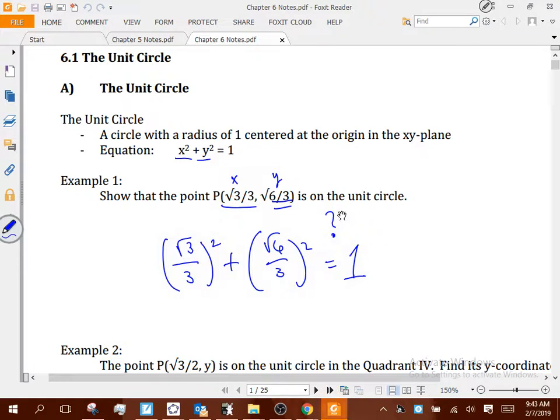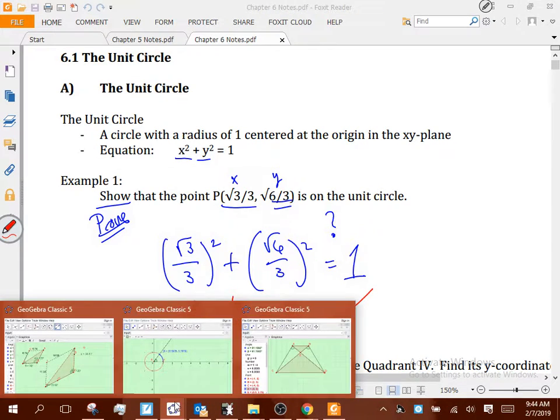It says show. Basically, another way of saying show is prove. So you need to provide the work. Okay? So I fill this in. I'm asking, is this true? Well, what's radical 3 squared? 3. What is 3 squared? 9, right? So radical 3 over 3 squared is 3/9. What's radical 6 squared? 6. What's 3 squared? 9. Does 3/9 plus 6/9 equal 1? Yeah. Okay? You've proved it. You've shown it. Does that make sense? Okay?